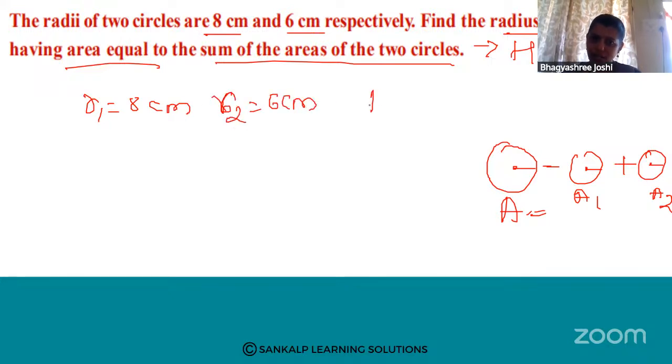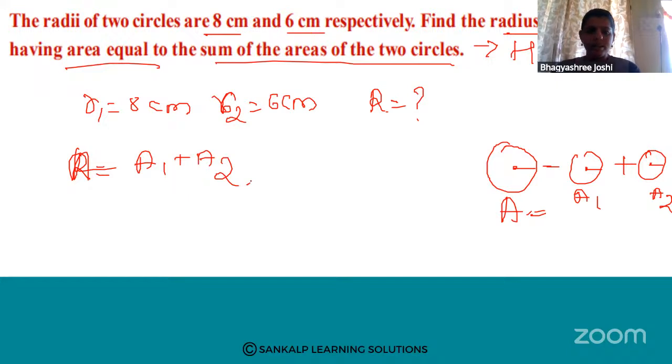And we need to find out capital R. Yes, you do it, right? R is equal to, sorry, A is equal to A1 plus 8. Okay, this is for the homework, right?